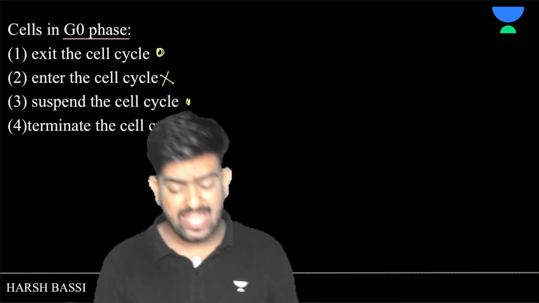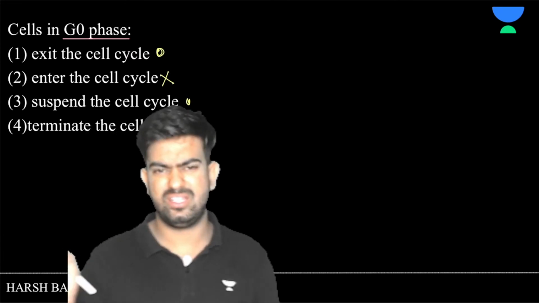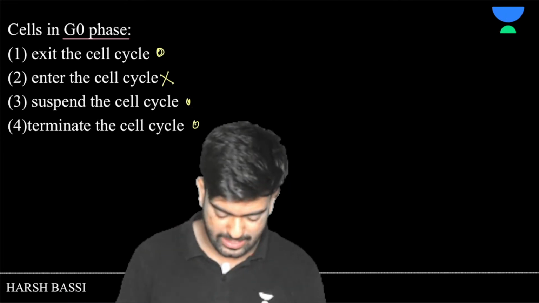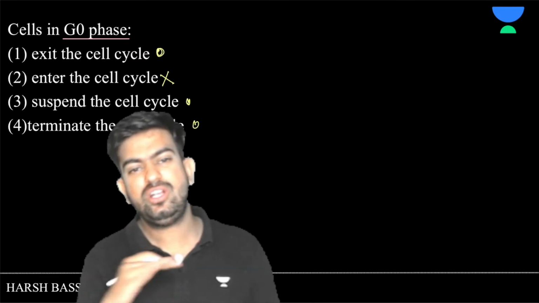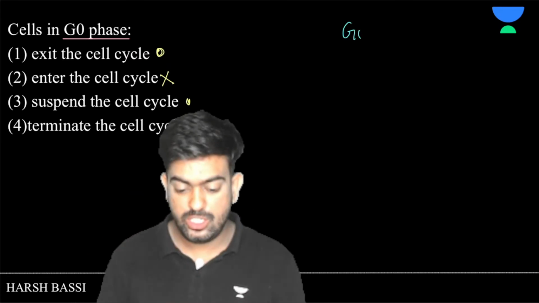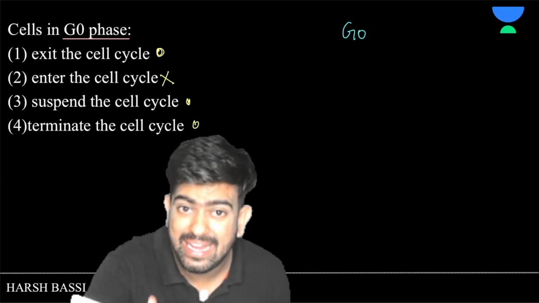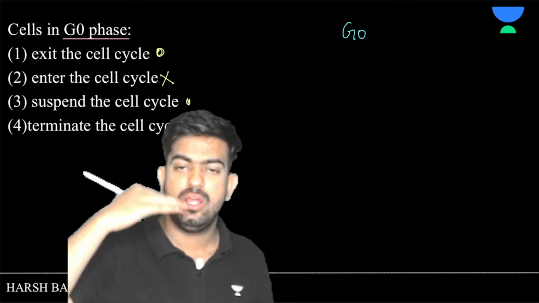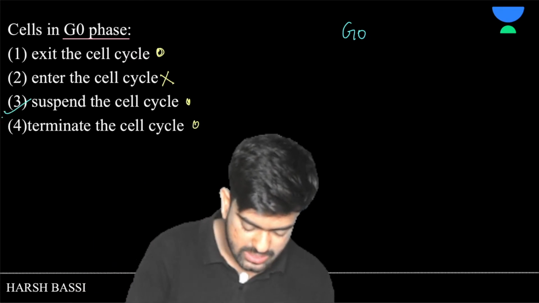See, exit the cell cycle. Okay, this can be the answer. Suspend, this is more accurate. Terminate, it's not terminating. That means what? If that particular cell in G0 can start dividing when needed, that's why we are going to say suspend.